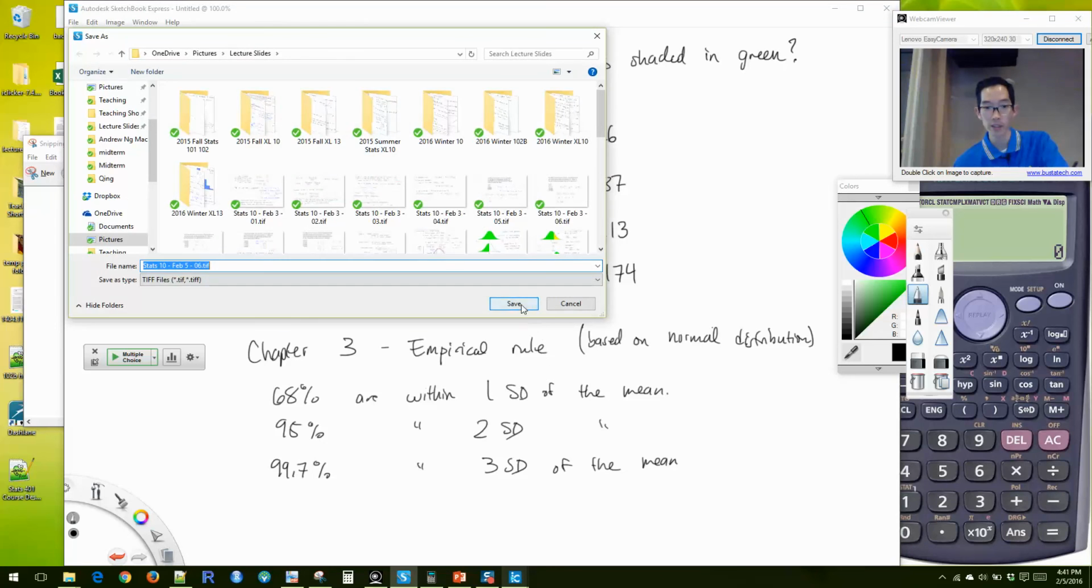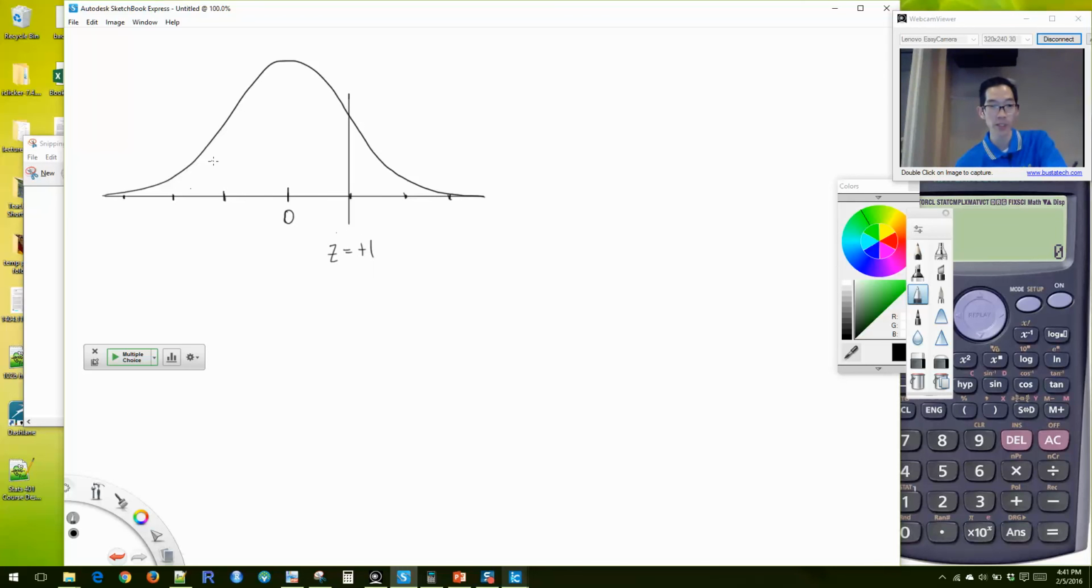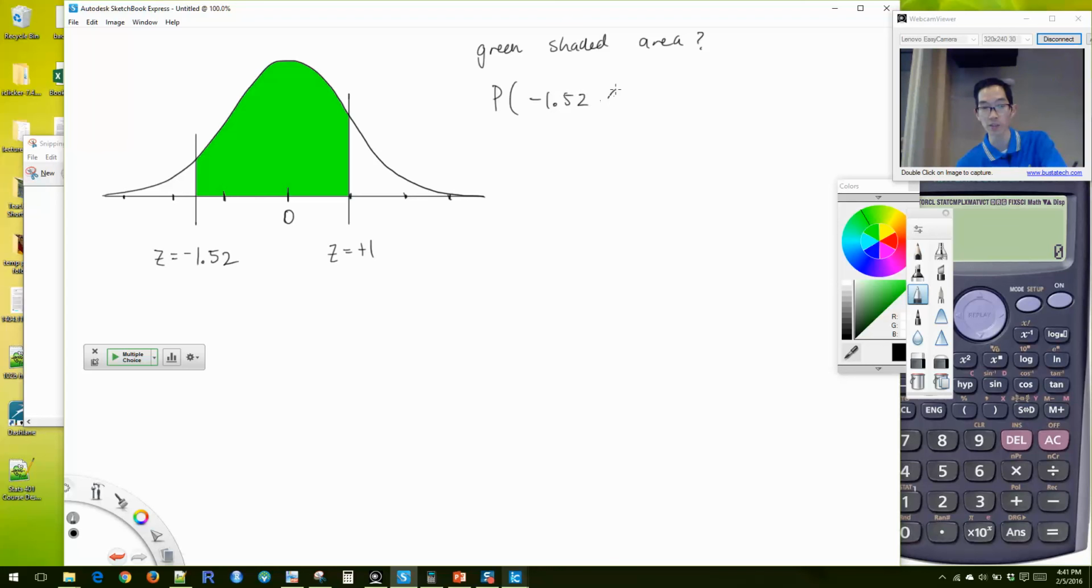Okay, let's continue on here. We'll do one more of these, and this time I'm going to make it ever so slightly more interesting. We've got z equal to plus 1, and here I'm going to go to z equal to negative 1.52, and I'm going to ask how much is shaded here, the green shaded area. So I could say this is negative 1.52 is less than or equal to z, less than or equal to 1.